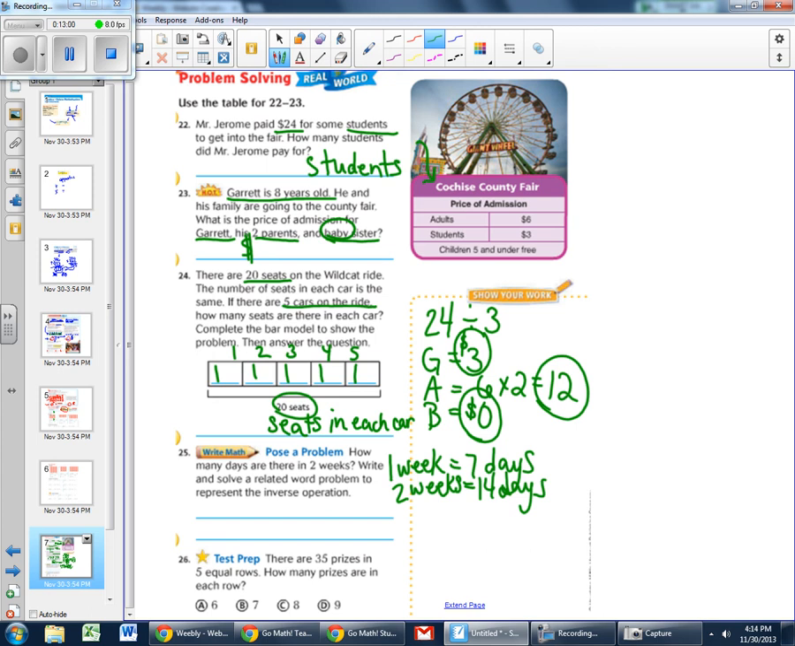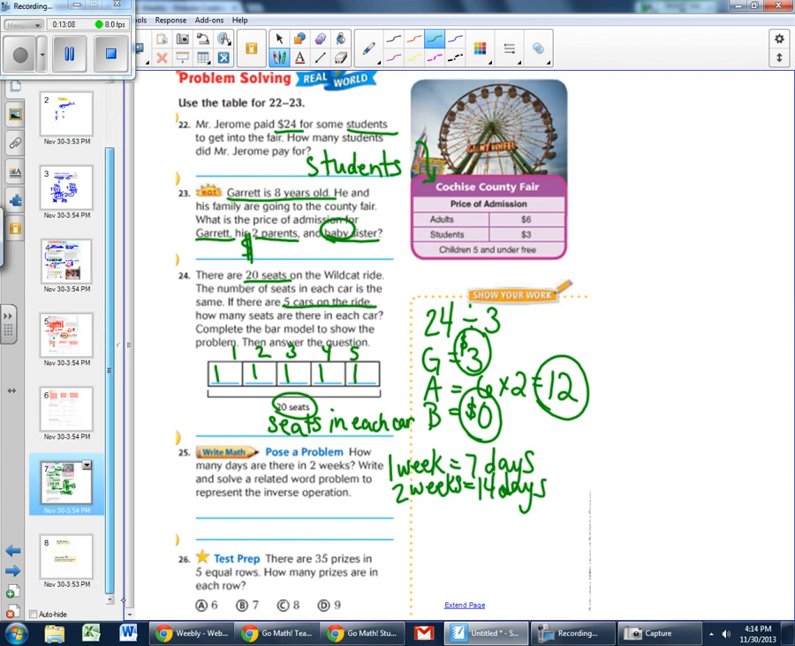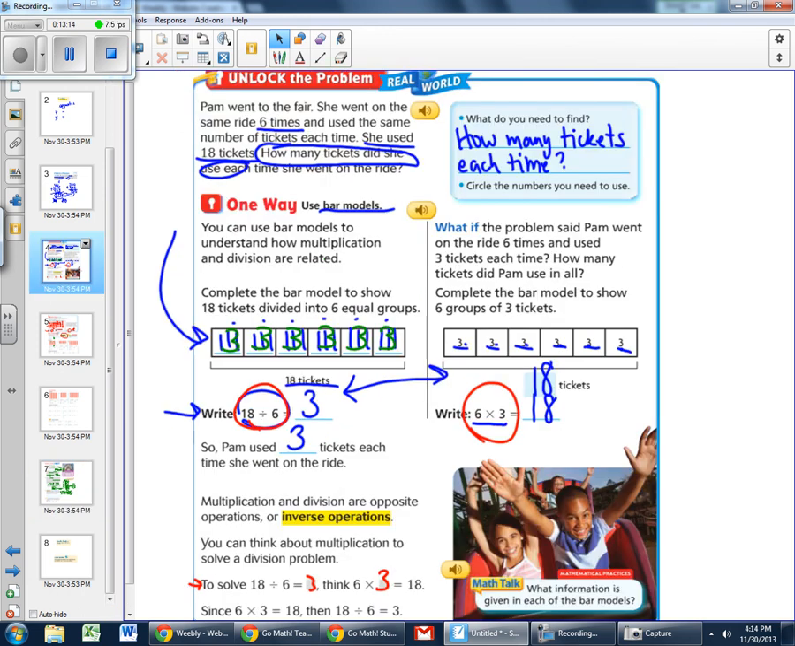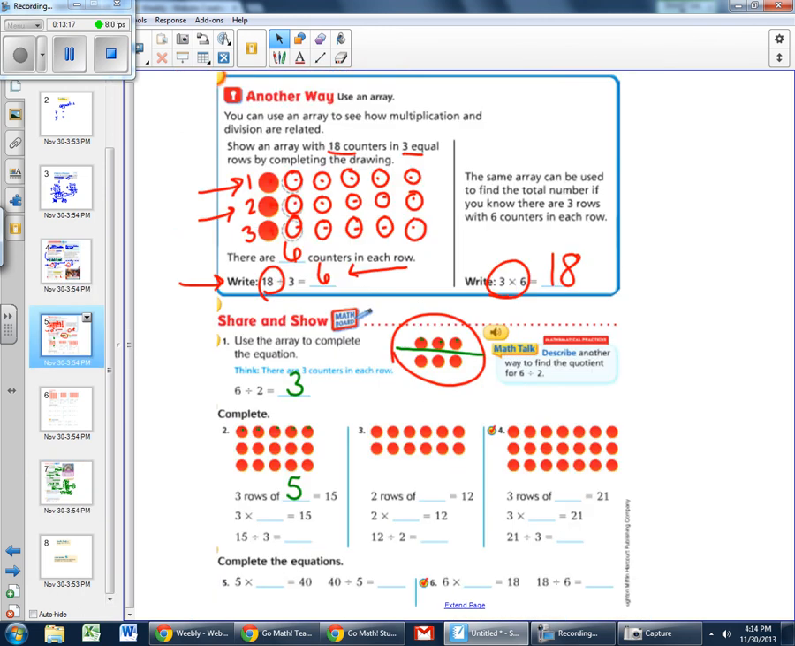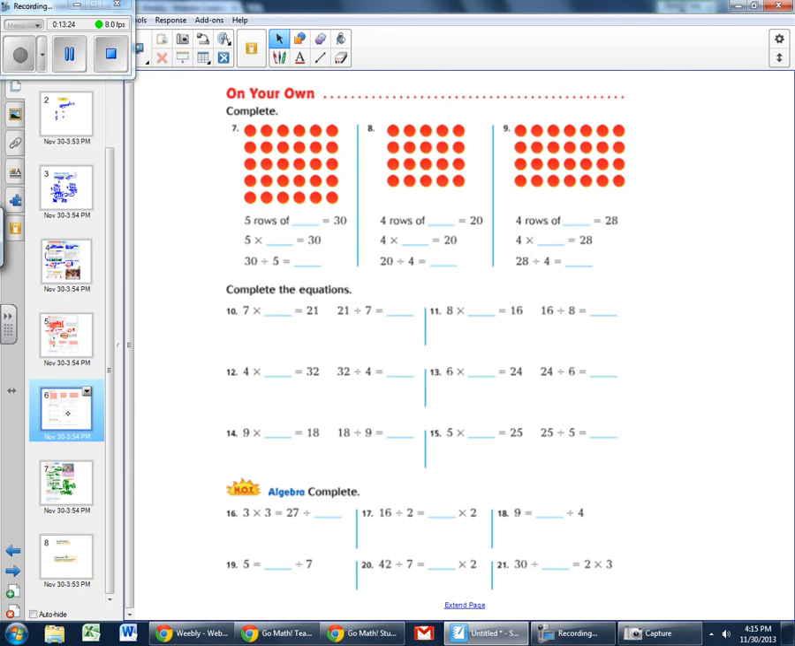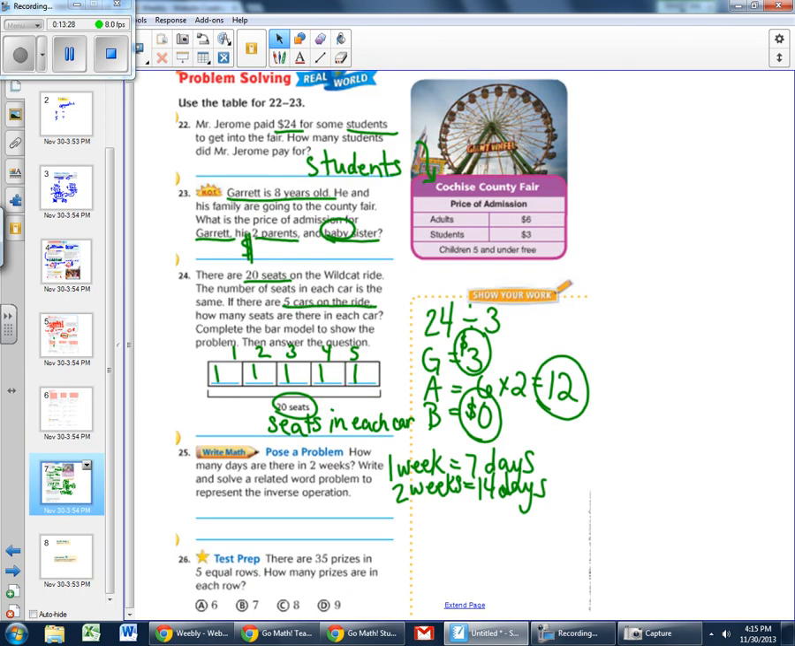Okay. And then your last one, there are 35 prizes in 5 equal rows. How many prizes are in each row? You decide which method you want to solve that with. Okay? So your job for this simple lesson is to complete the ones on this page. This is number 2 through 6. Going on to the next pages on your own. Finish the problem-solving pages on here.